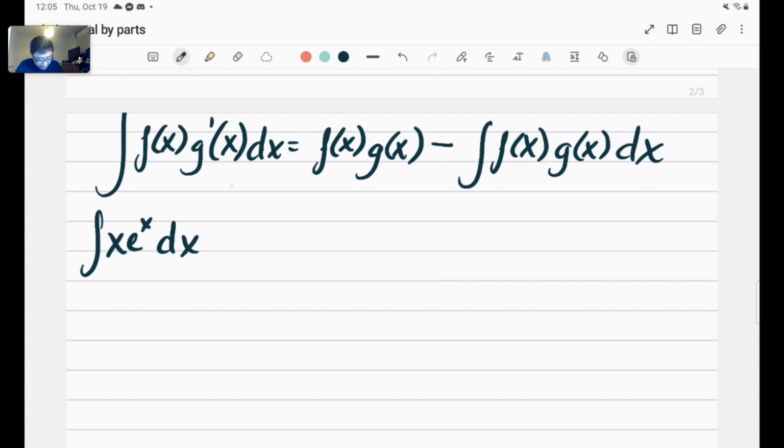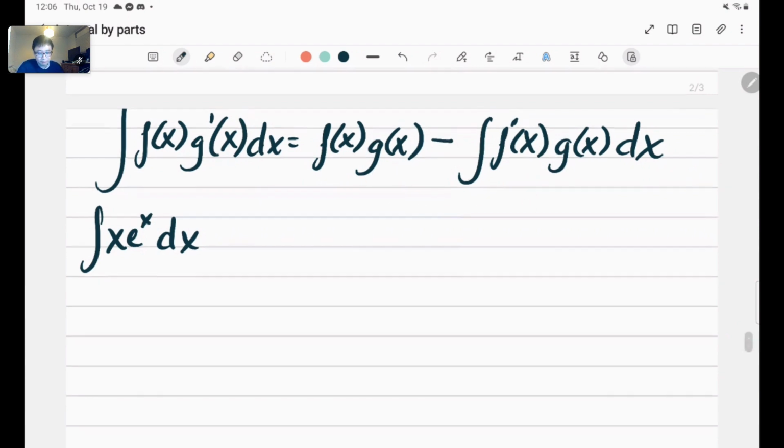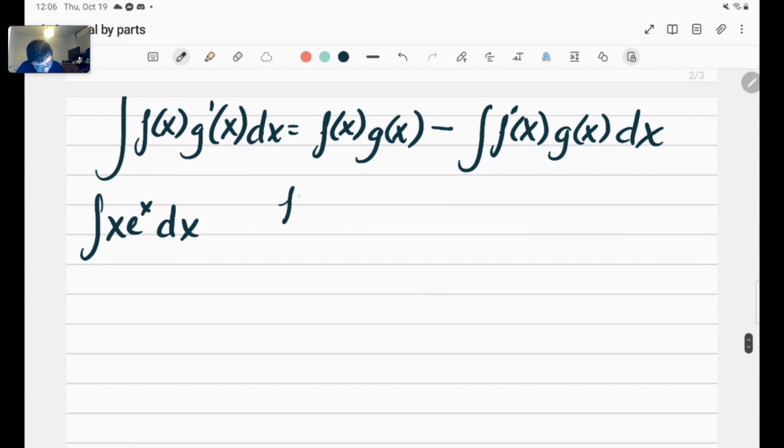So when you look at this formula, you notice that there are four components that you need to find. First, you need to know f of x. Second, you need to know g of x. The third, you need to know f prime of x. And the fourth one you need to know is g prime of x. Because there are four components that you need to know, first things first, we need to find all these components. So let's write f of x and g prime of x.